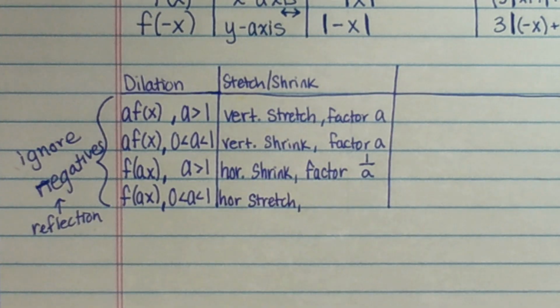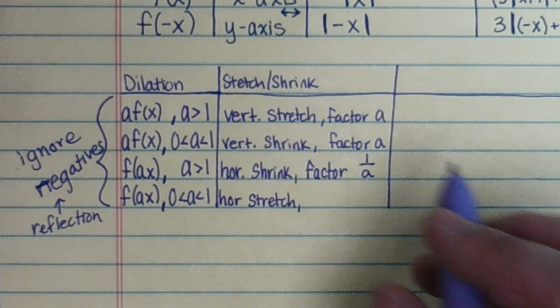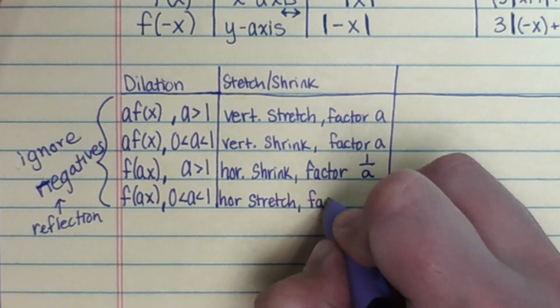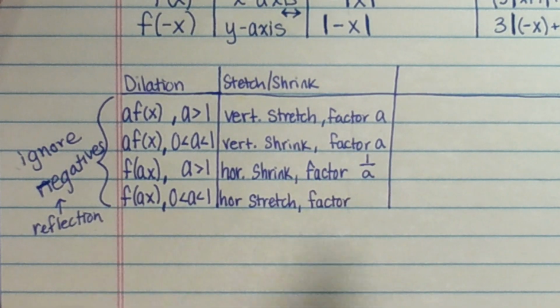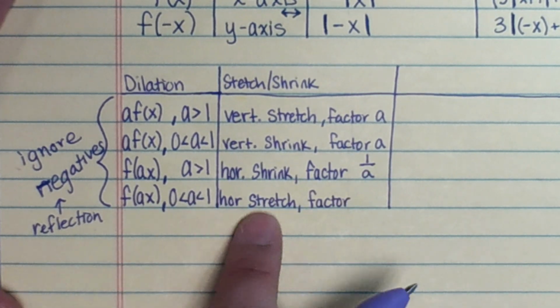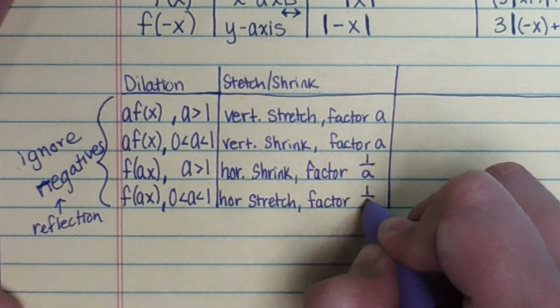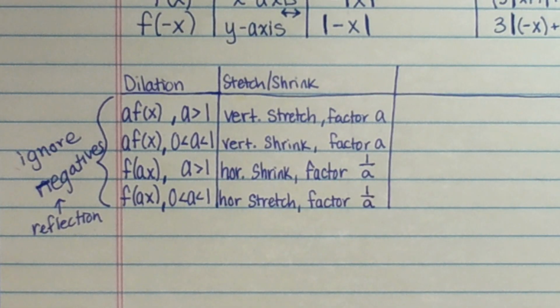If the number is between 0 and 1, inside next to the x, it is a horizontal stretch. Again, the factor is the reciprocal. Now this gets easier to explain once you see examples. Right now I'm talking in words. It gets easier once you see what's going on.